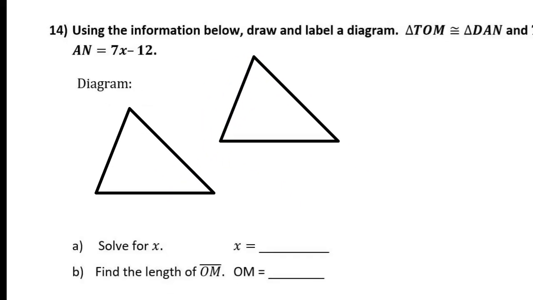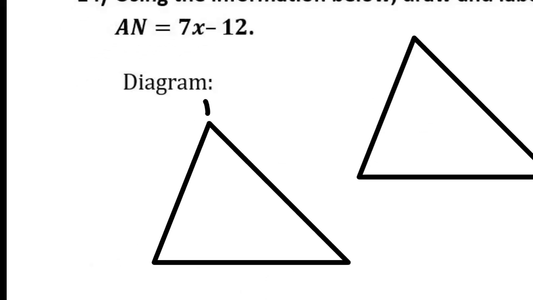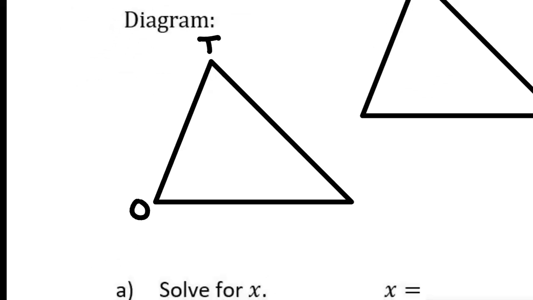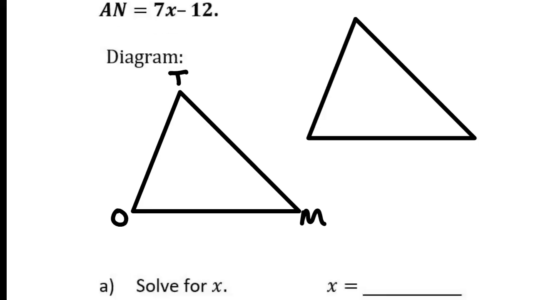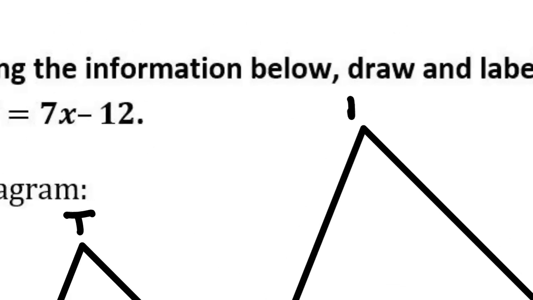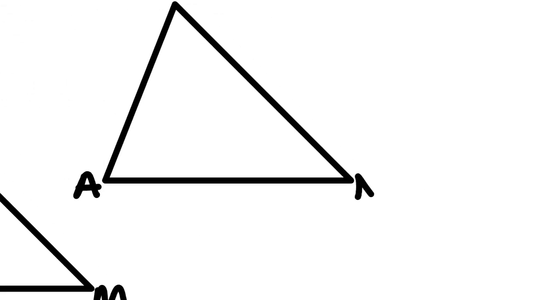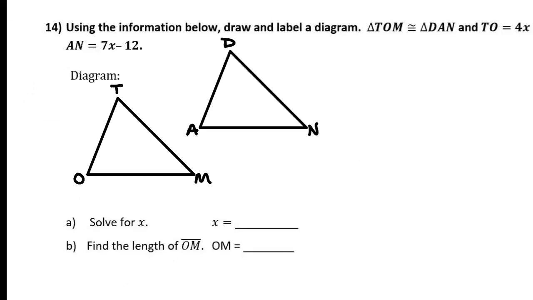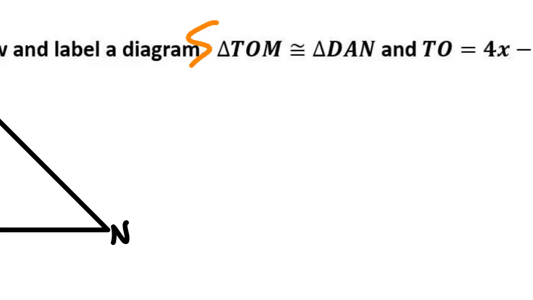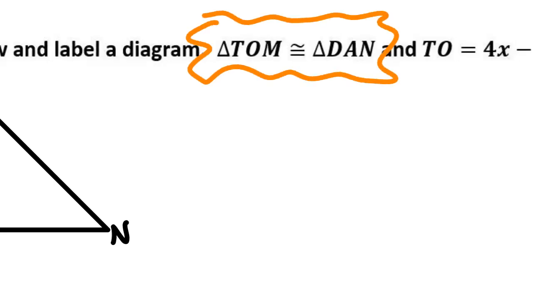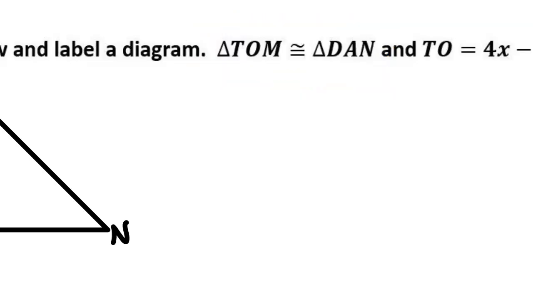And I need to label them. One of them is TOM. The other one is DAN. And we need to mark them up with all of their congruences. It says draw and label. That includes congruence markings. So I need to use this triangle congruence statement here to figure out which angles and which sides are congruent to each other.